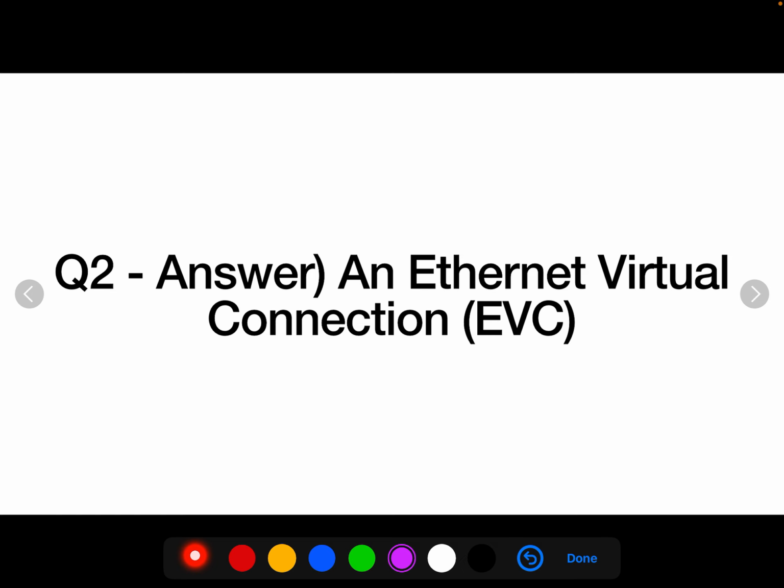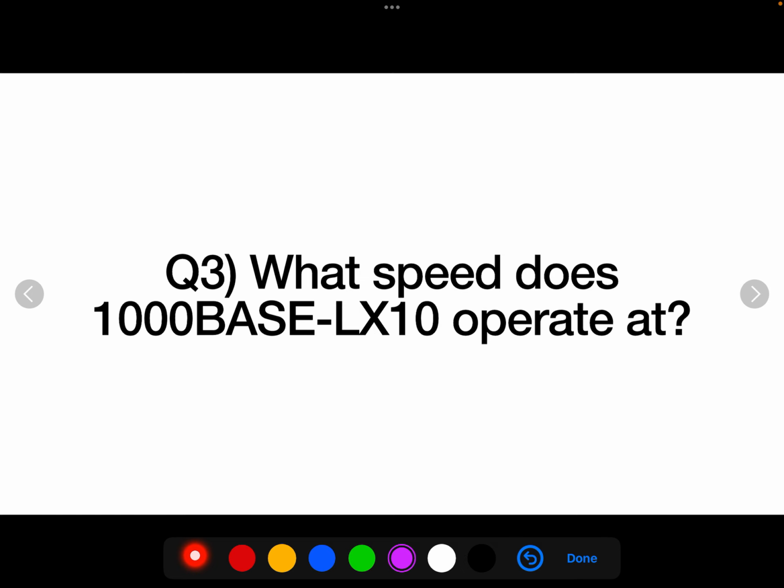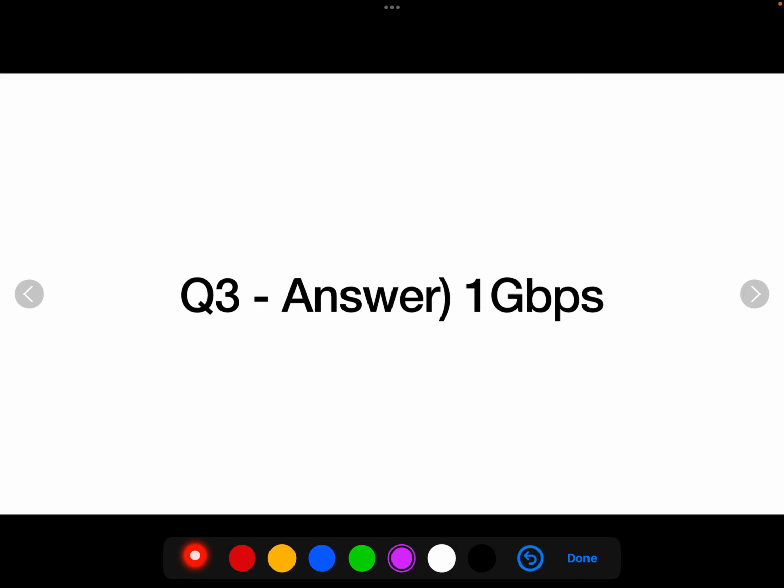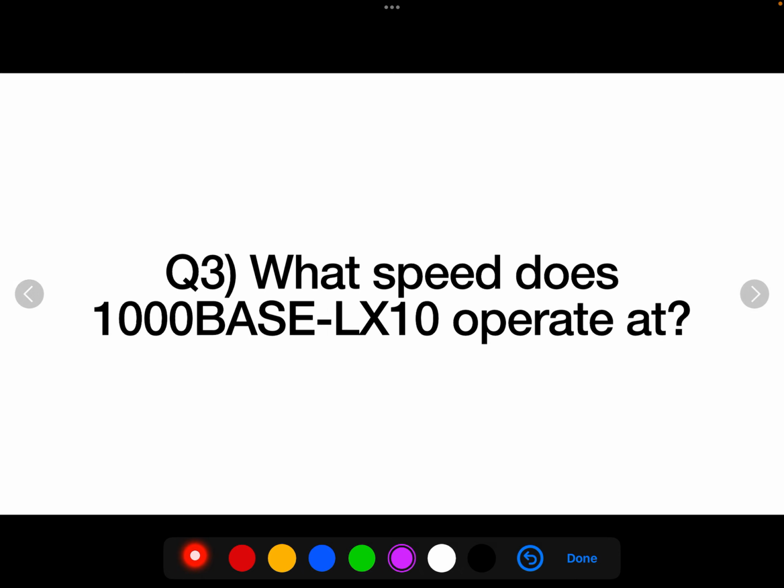Now, question number 3: what speed does 1000BASE-LX10 operate at? 5, 4, 3, 2, 1, 0. So 1000BASE-LX10 operates at 1 gigabit per second, and that's indicated by the 1000BASE here.